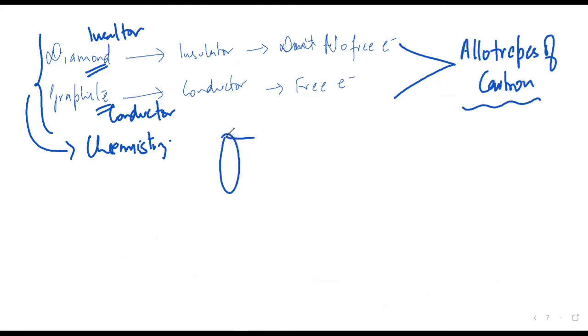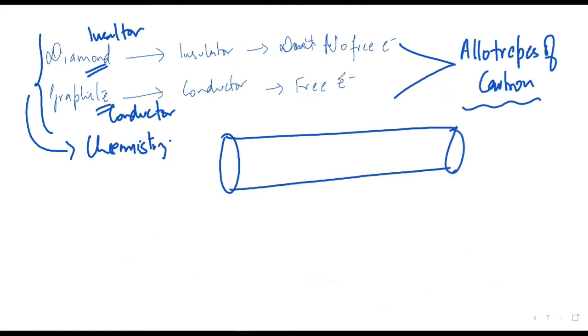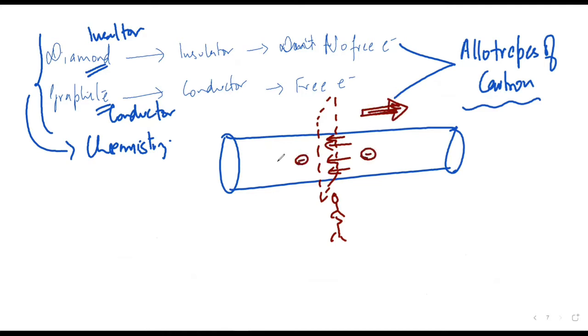Let's try to understand this again. I have this copper wire, and I have assumed a surface. Let us assume that I'm standing here, and I can measure the number of electrons which are drifting to the left side. Just remember that the conventional current is always opposite to the flow of electrons. Mr. CB, any doubt here?